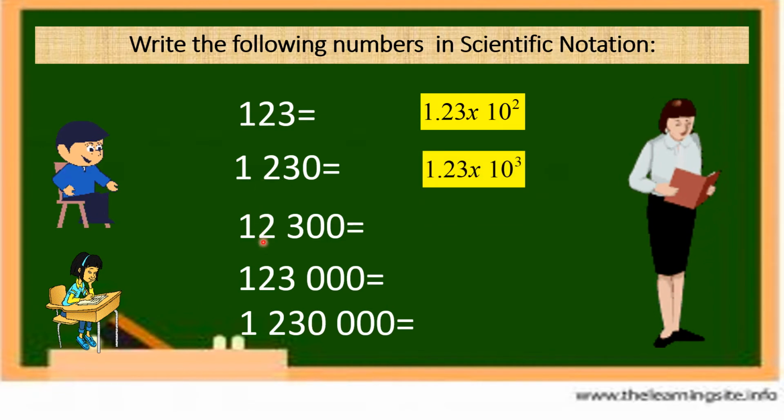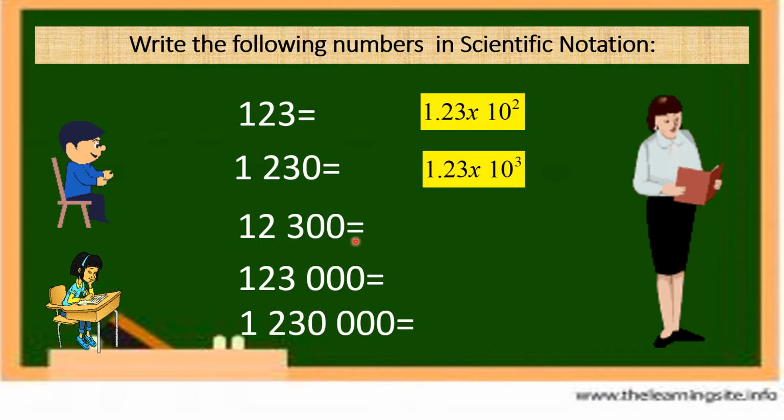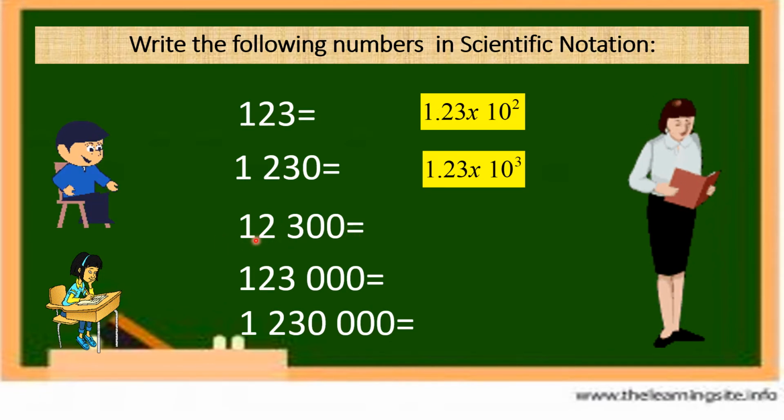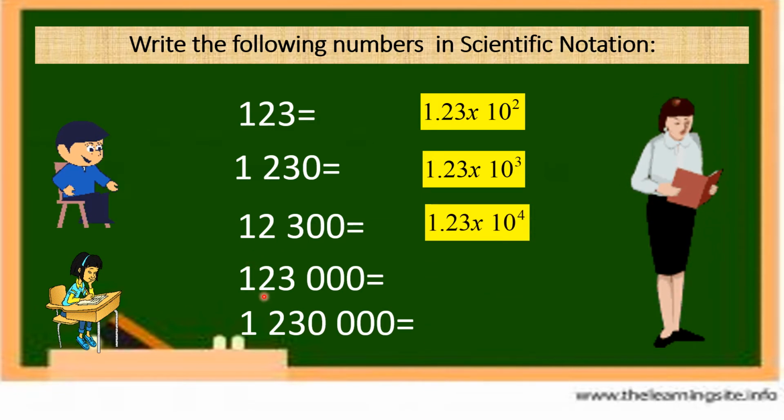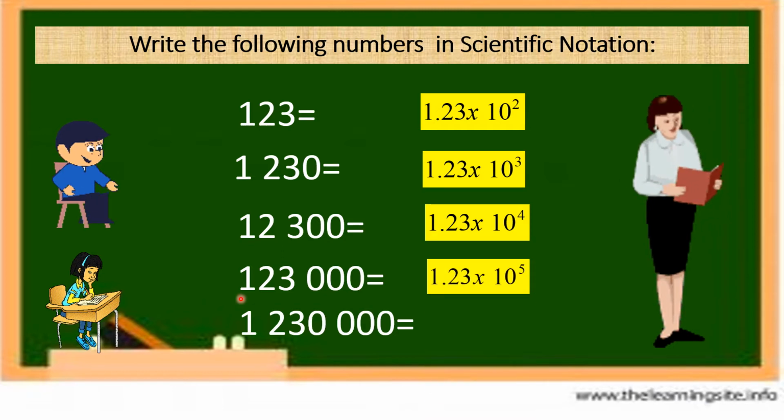We are in the third number, 12,300. The first non-zero digit is 1. Then we have 1, 2, 3, 4. That is 1.23 times 10 raised to the fourth power. We are in the fourth number, 123,000. The first non-zero digit is 1, so count the number of digits to the right. 1, 2, 3, 4, 5. That is 1.23 times 10 raised to the fifth power.